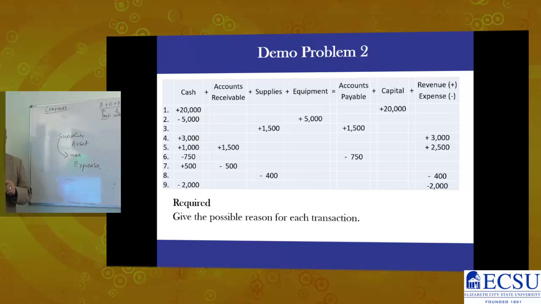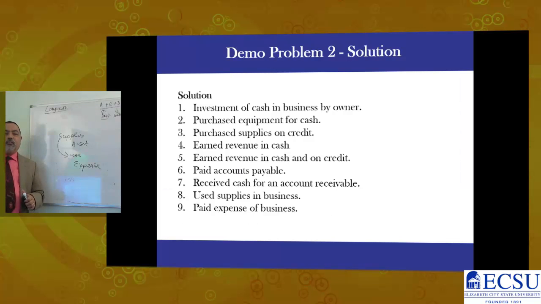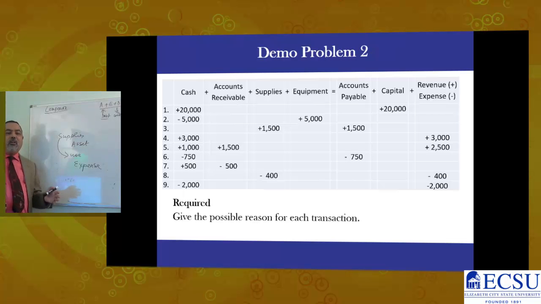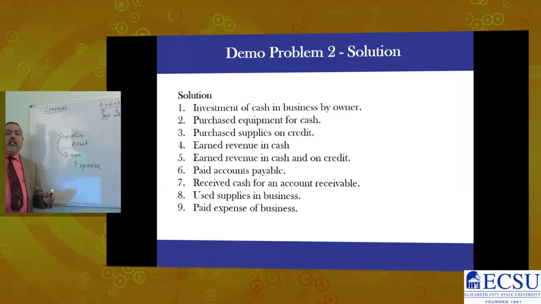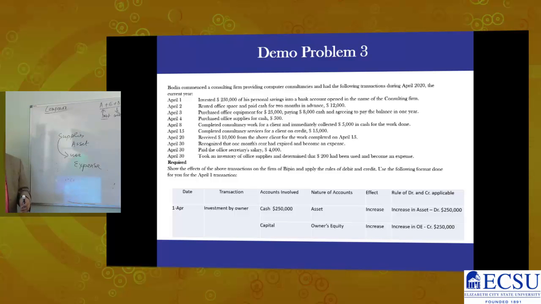And the last one is cash is paid 2,000 and it would have been paid for some expense. So those are your possible reasons. So you can see number 1, investment of cash in business by the owner. Number 2, purchase equipment for cash. Number 3, purchased supplies on credit, earned revenue in cash. And you saw in number 5, there were 2 items, 1,000 and 1,500. So that 1,000 was earned in cash and 1,500 is earned on credit. Paid accounts payable, received cash for accounts receivable, used supplies in business, and paid expense of business. So that is, of course, how we will handle that part. I already explained to you about those concepts.